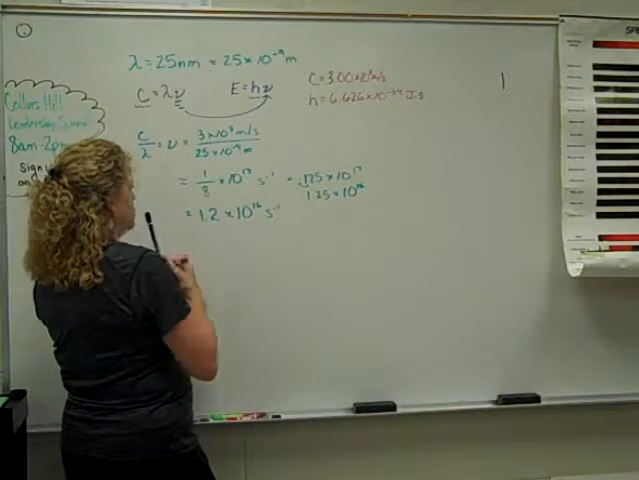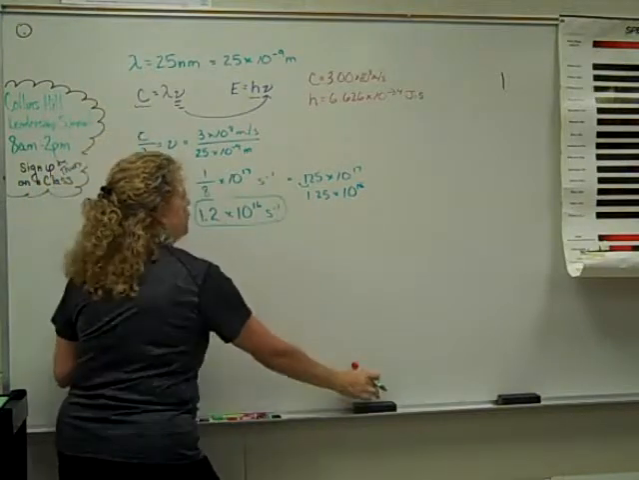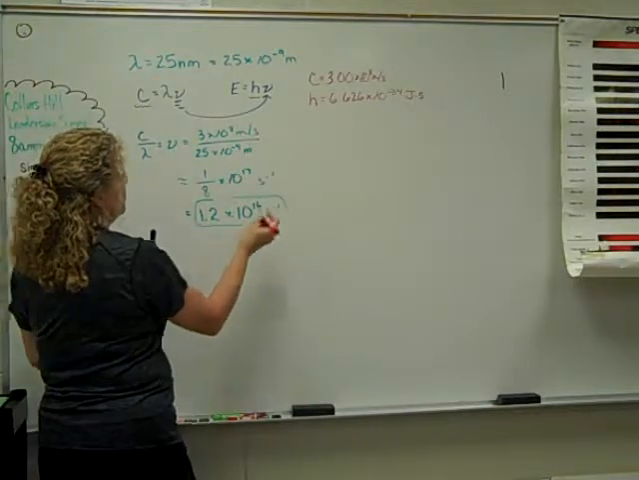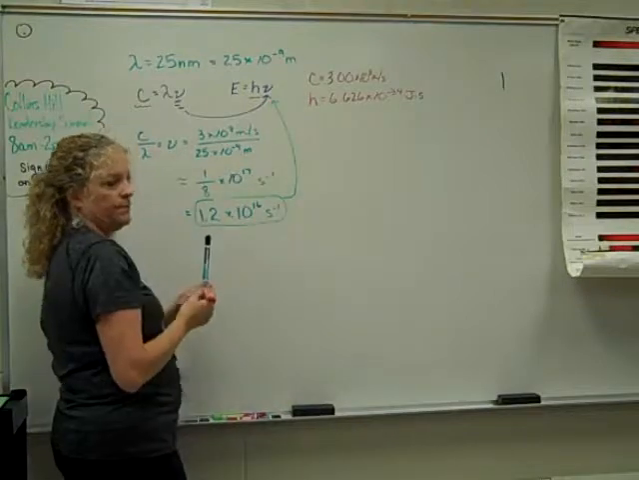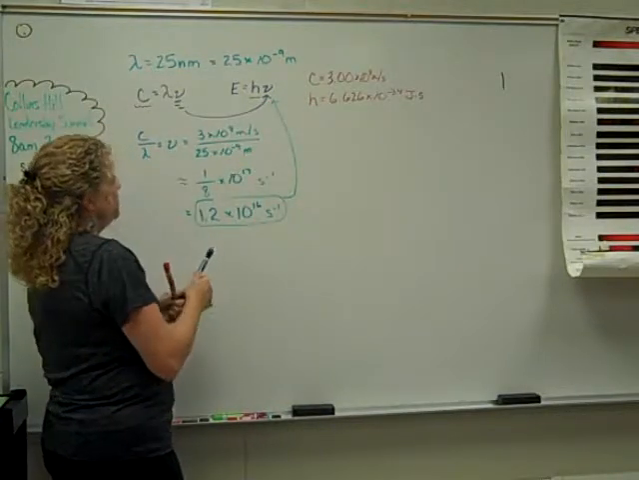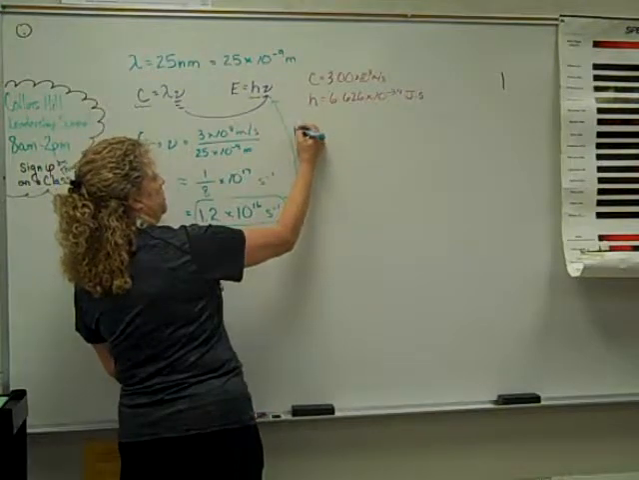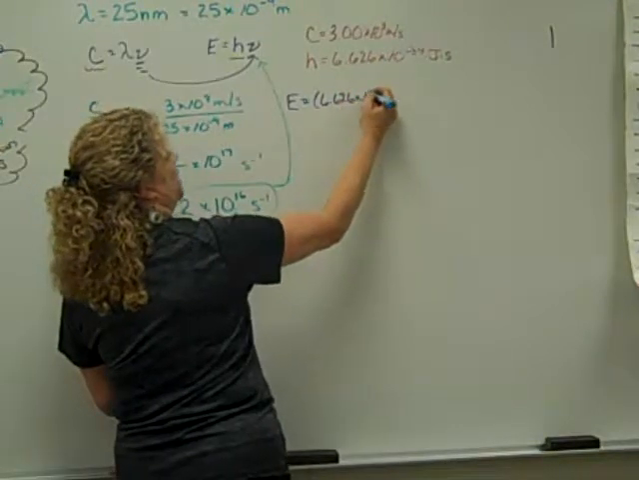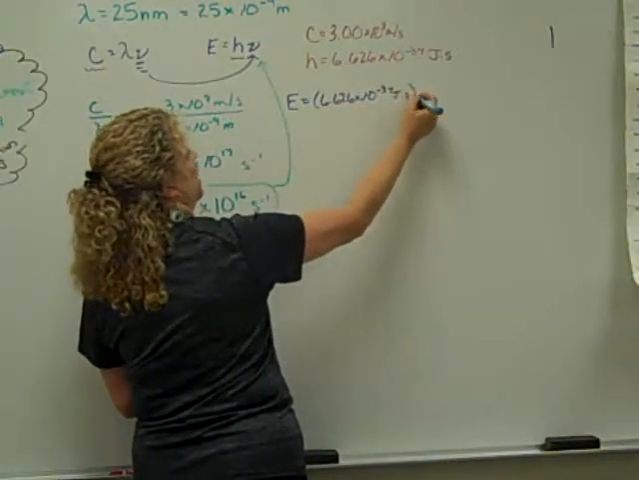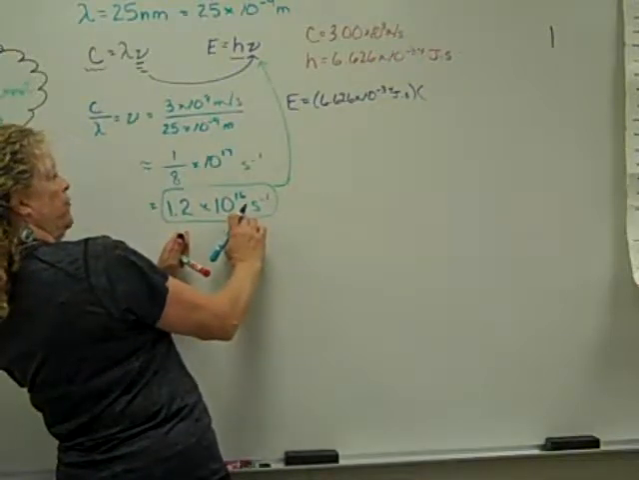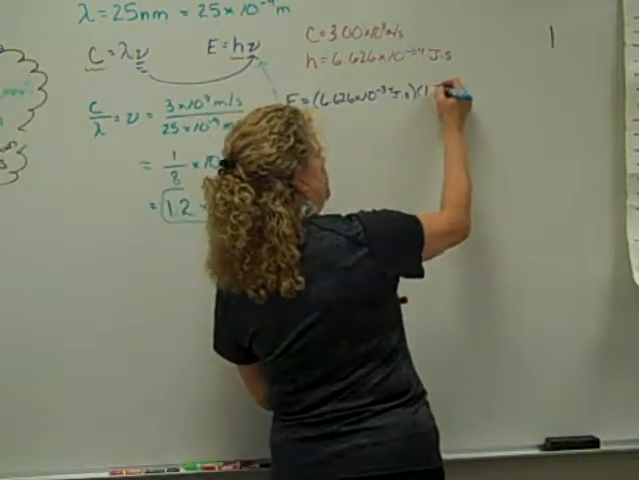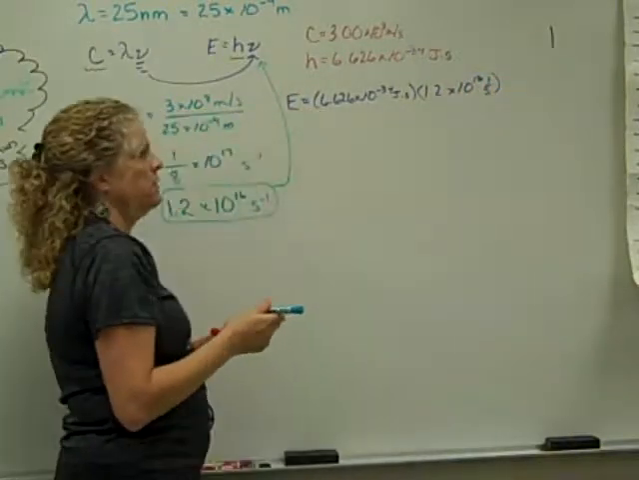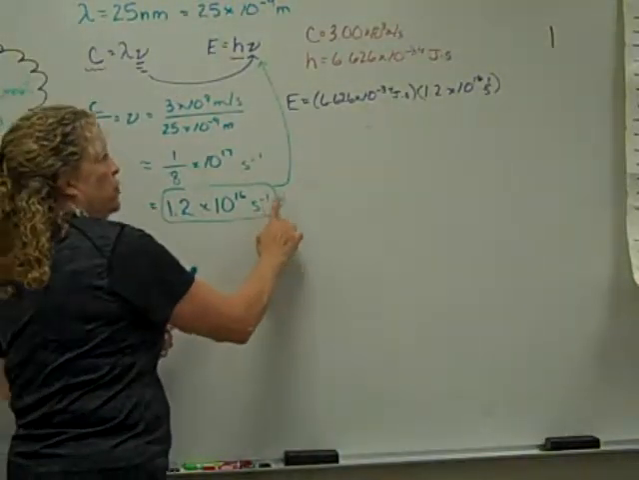All right, so we're not done with our problem. We're going to focus on this. And so now that we have this frequency, we want to plug this into this formula. Okay? So, energy equals Planck's constant, 6.626 times 10 to the negative 34 joules times a second, times the frequency that we just got, 1.2 times 10 to the 16th hertz, or 1 over a second, or second to the negative 1. However you want to write that.